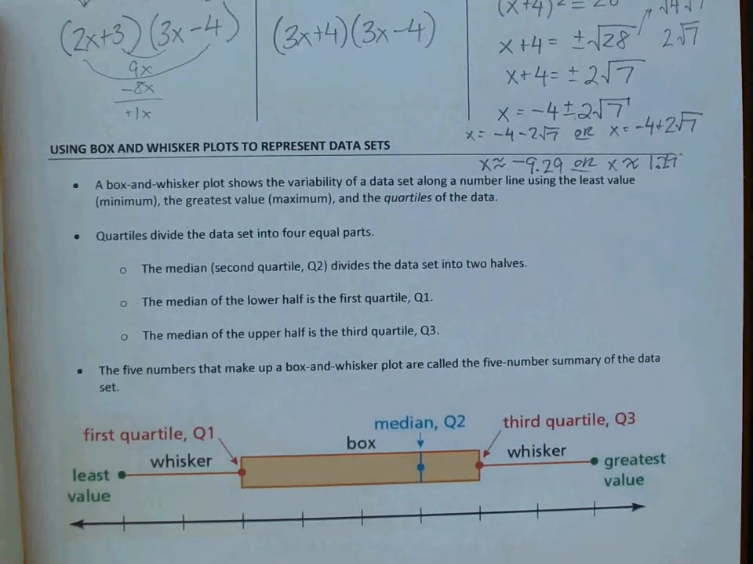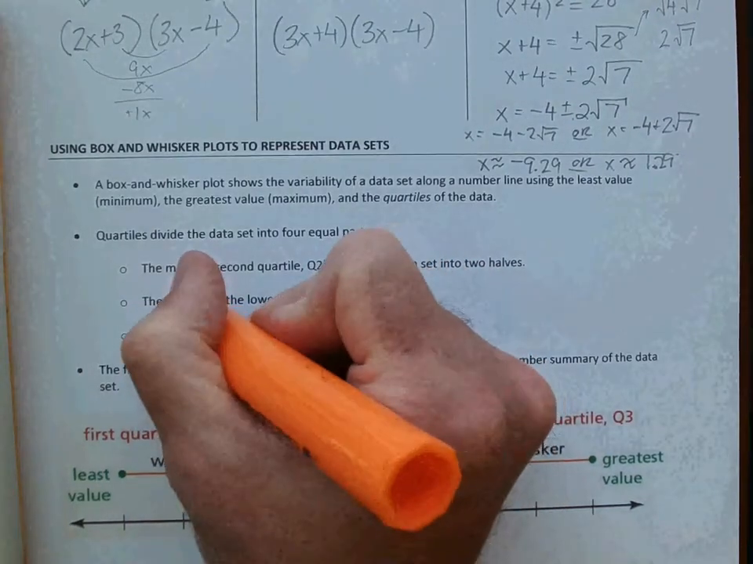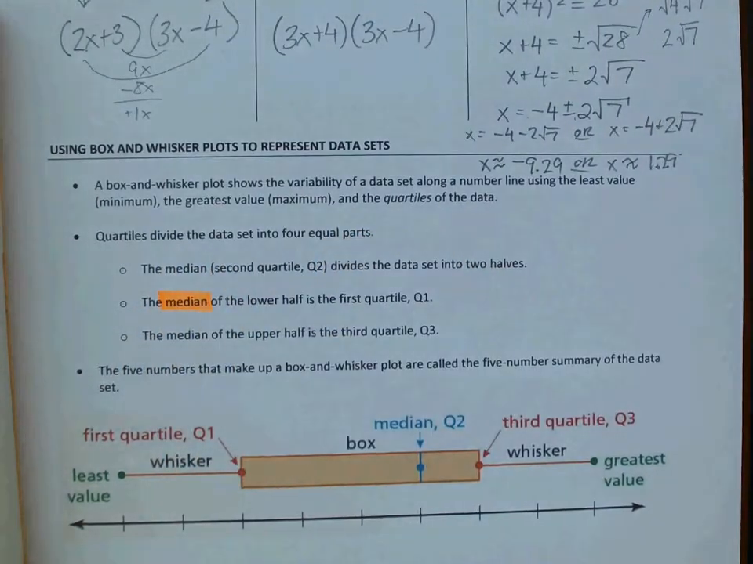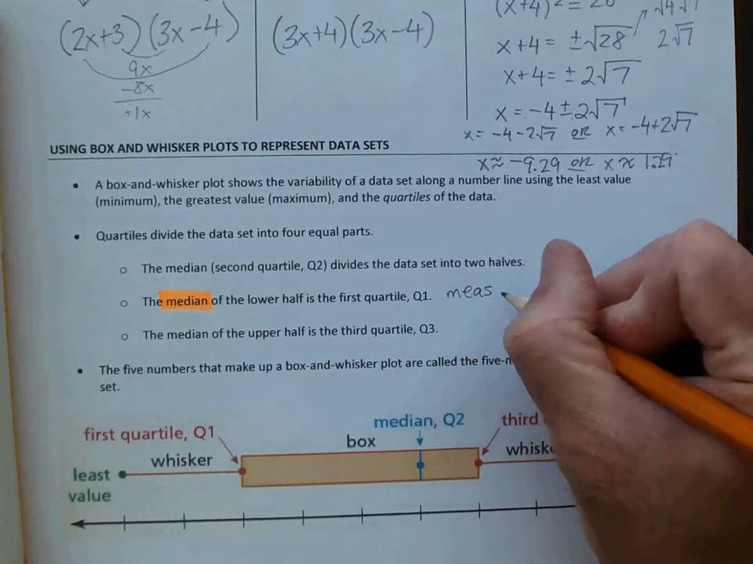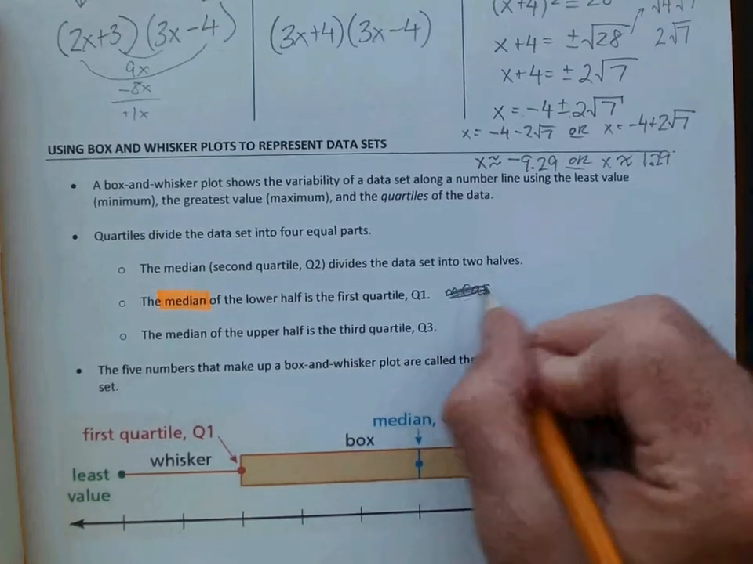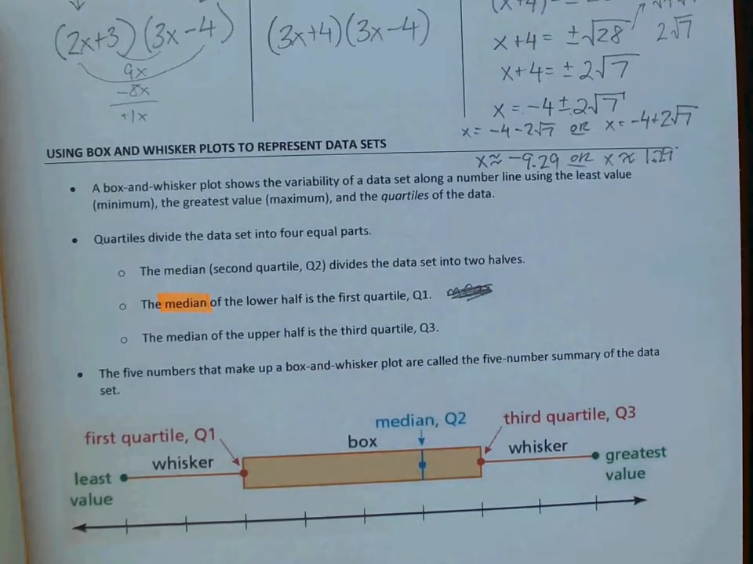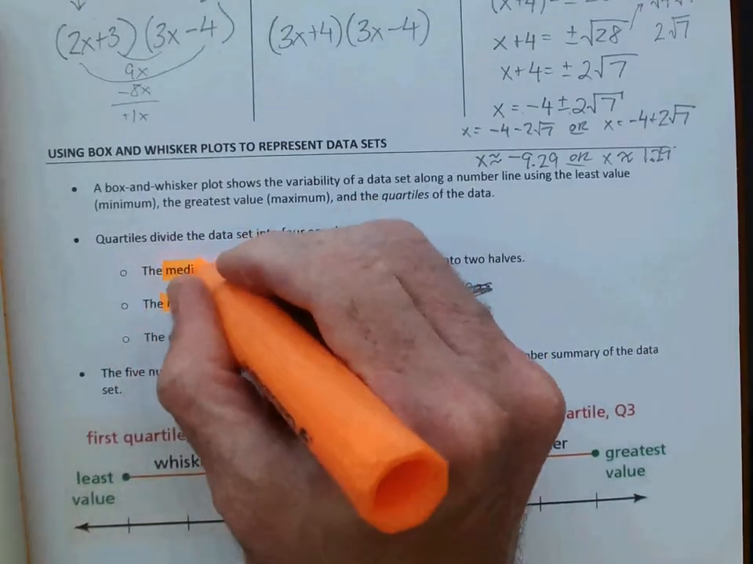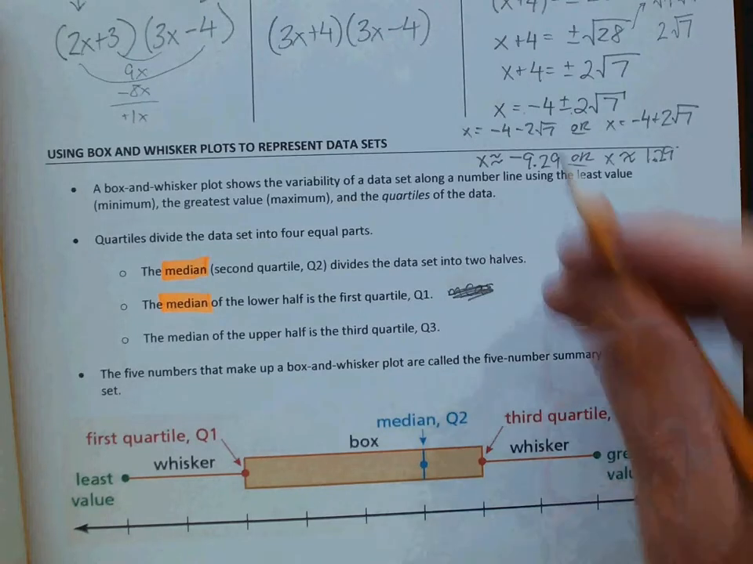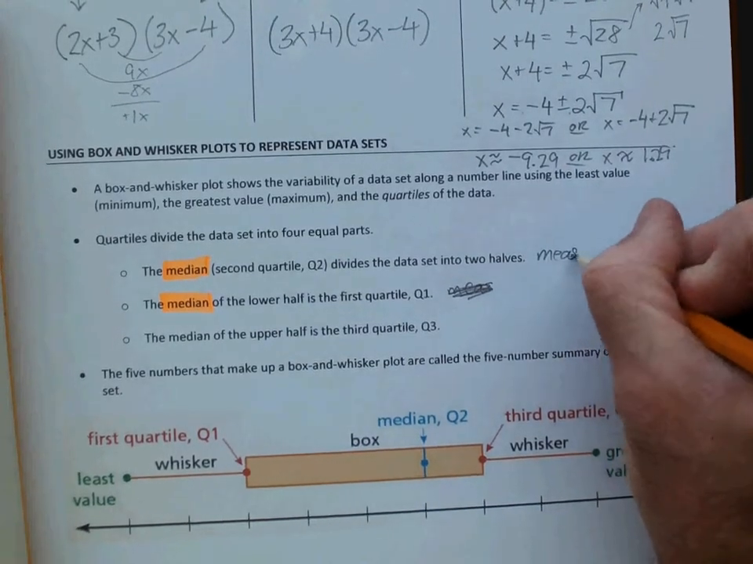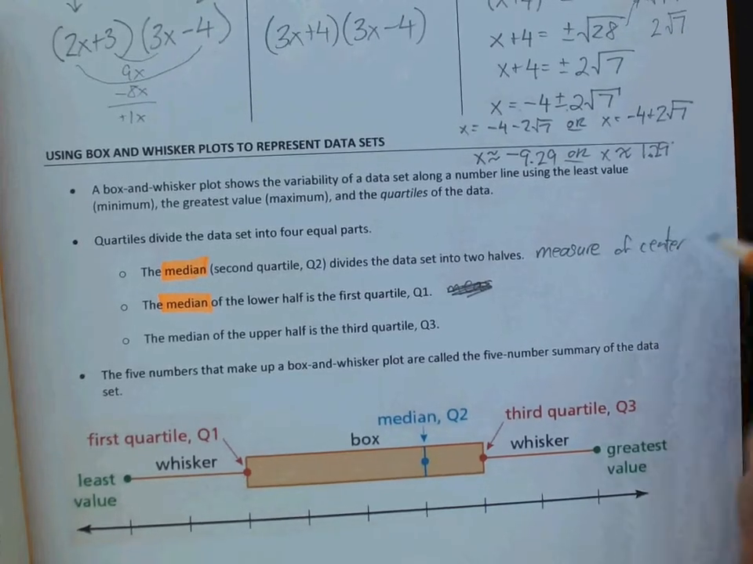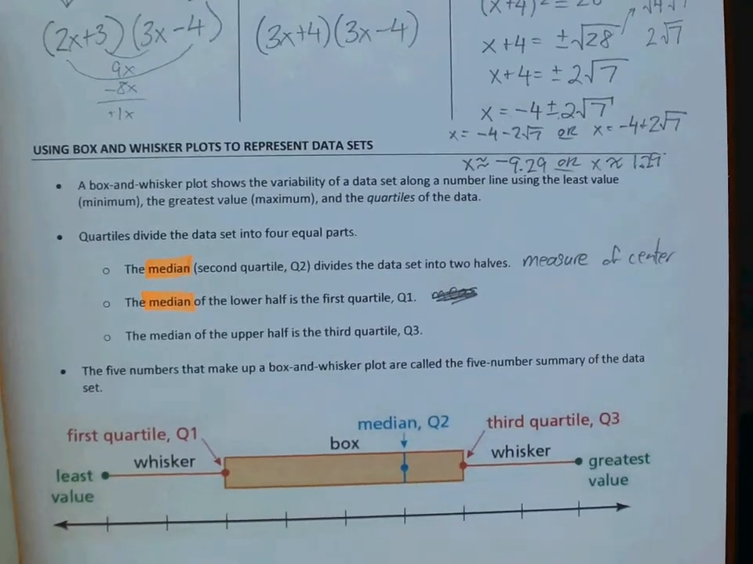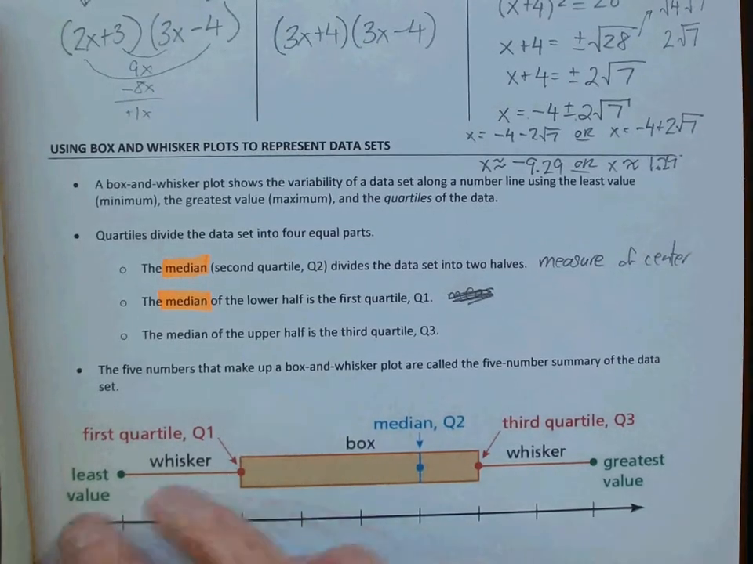It shows you the median, so that is a measure of center. Oh, whoops. I'm sorry, I meant to highlight this median. It shows you the median clearly, a measure of center. And it's going to show you how variable the data set is based on what the plot looks like.